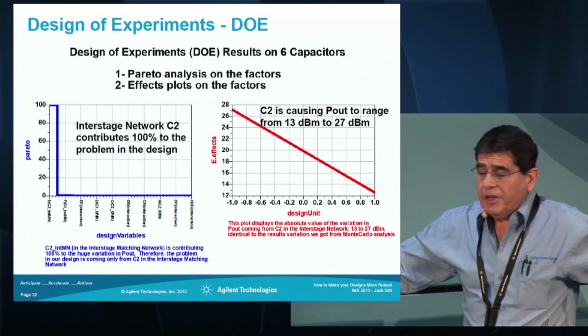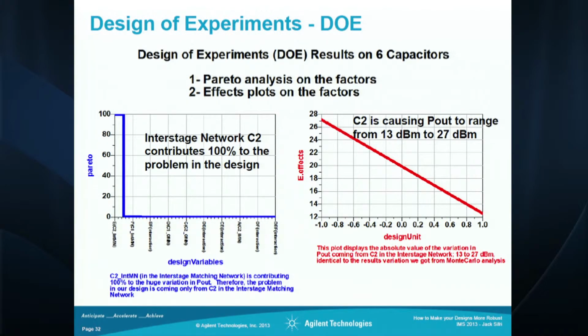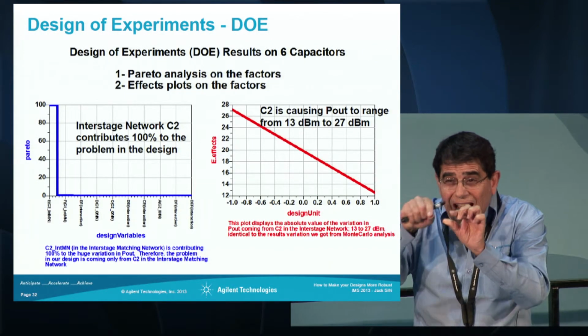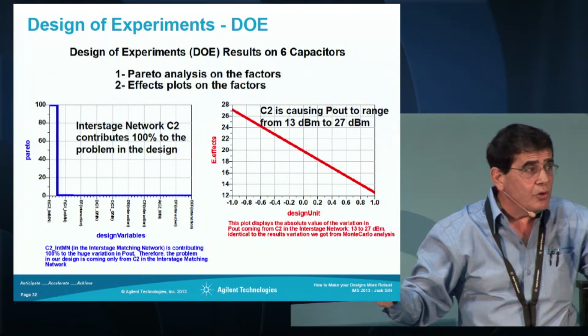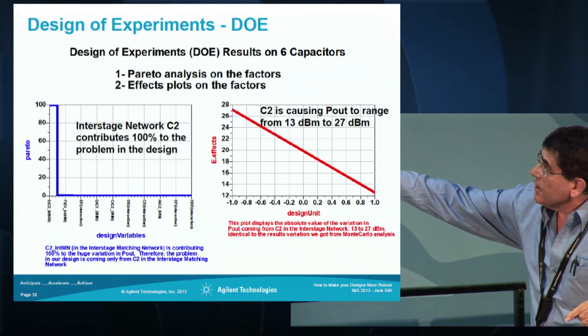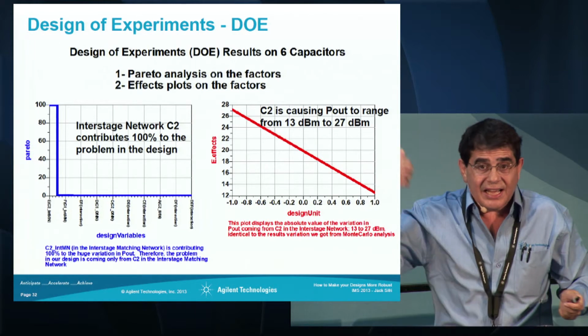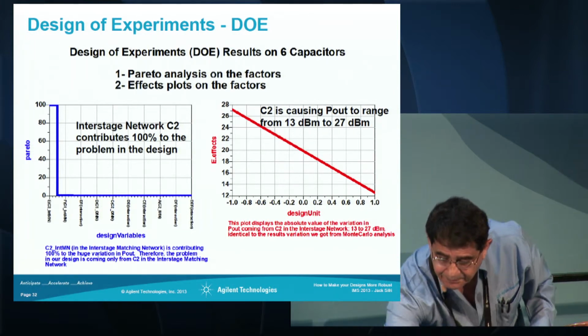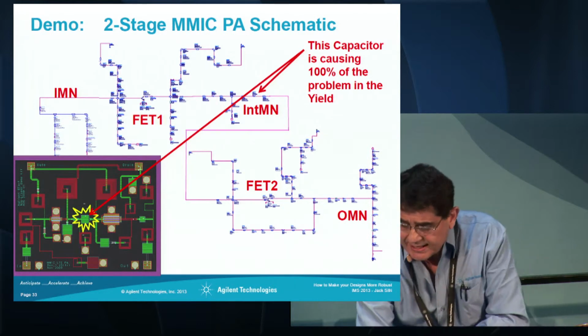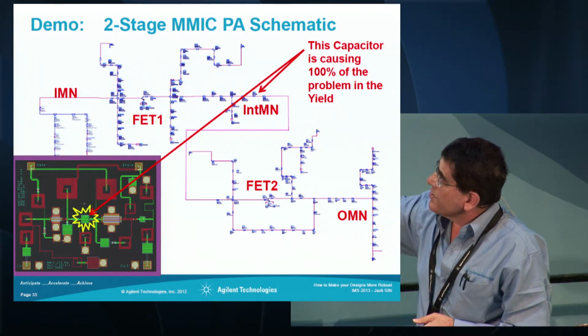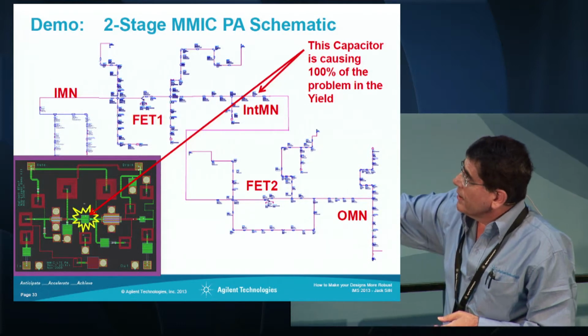What DOE is telling me is that 100% of my problem in the yield is coming from capacitor C2 in the interstage matching network. So now I know exactly what's causing the problem: C2 in the interstage matching network. And it's telling me that the power output is ranging from 27 to 12 dBm, just like the yield Monte Carlo told me. And this is the capacitor C2, and it's right here in the schematic. You know, it's like an X-ray machine. It really tells me, pinpoint, this is the problem, what's causing the problem.